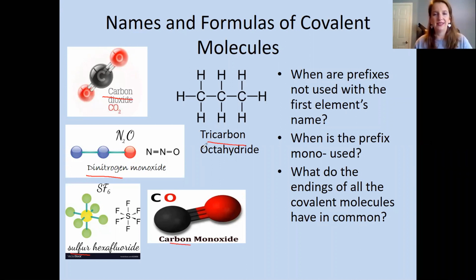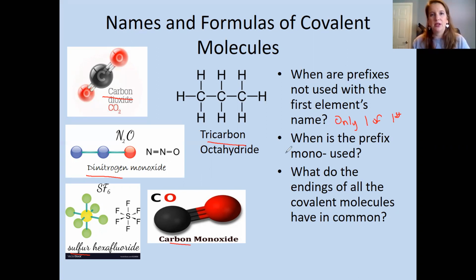So when are prefixes not used? In the carbon dioxide, the sulfur hexafluoride, in the carbon monoxide? Well, they're not used when there's only one of the first element. So we do not use a prefix if there's only one of the first element, because in tricarbon, we've got 3 carbons. In dinitrogen, we have 2 nitrogens.